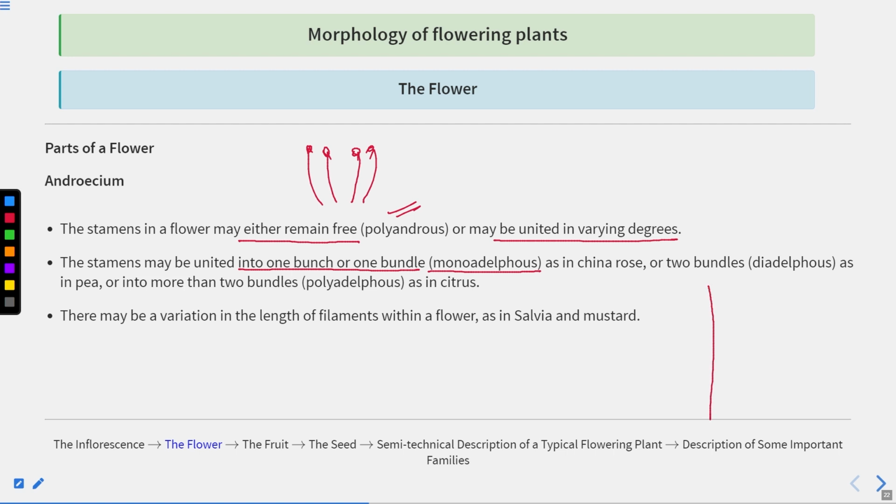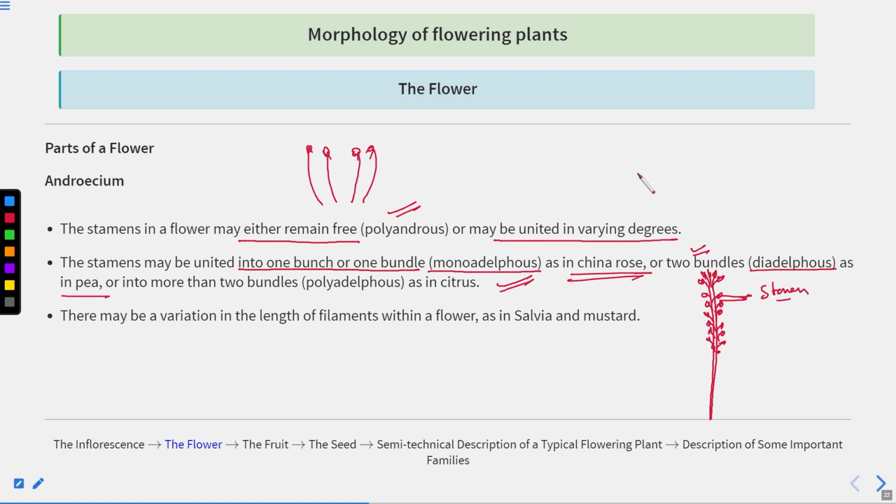So here you can see all these are the stamens. All the stamens are arranged on one single tube-like structure, and that is called the monoadelphous condition. This you see in the case of China rose. Or sometimes the stamens are in two bundles, that is the diadelphous condition, as in the case of pea.